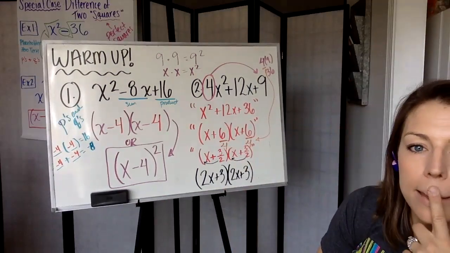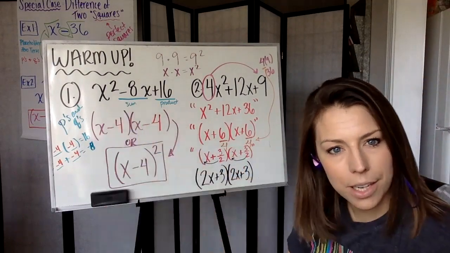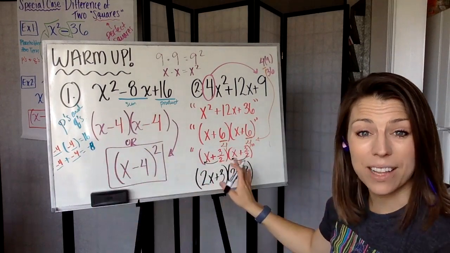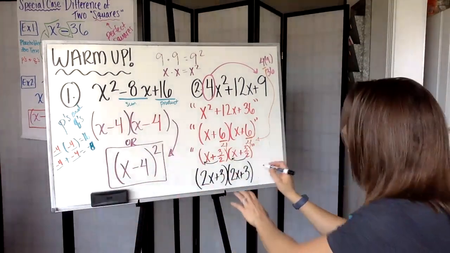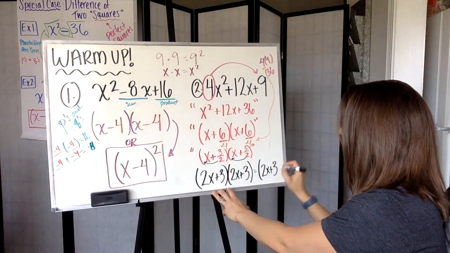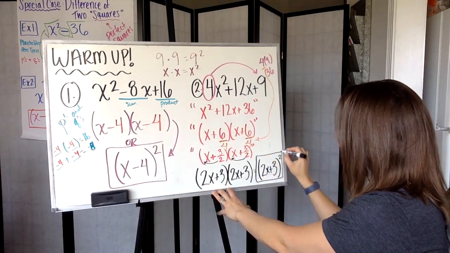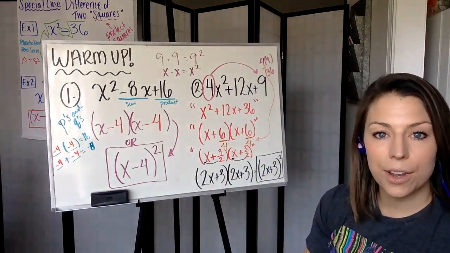Wait a minute. Something similar over here as it was over there? I think so. It's the same binomial. It's 2x plus 3 times 2x plus 3. So guess what? You can write that as 2x plus 3 squared. Yeah, crazy, right? Totally crazy.